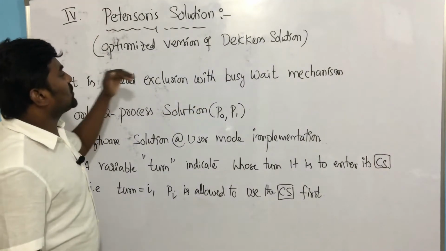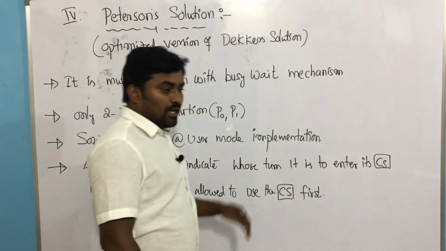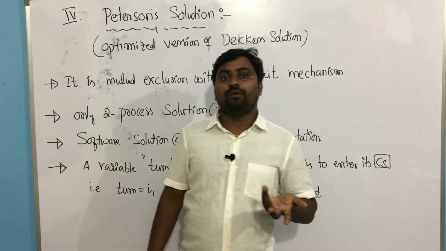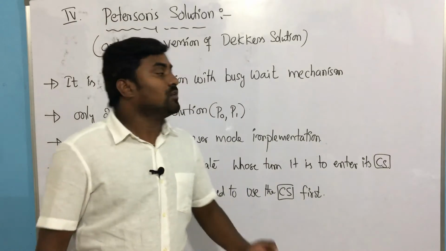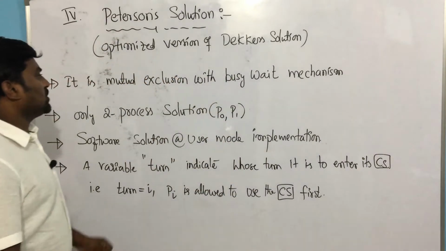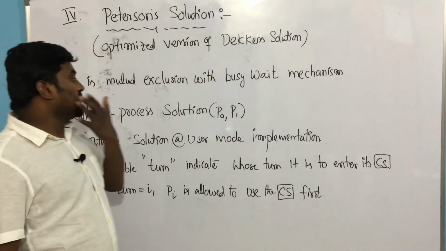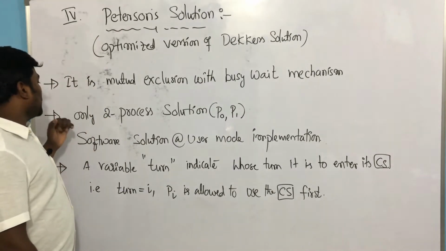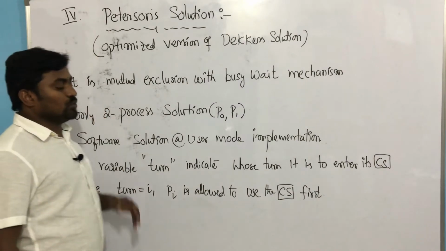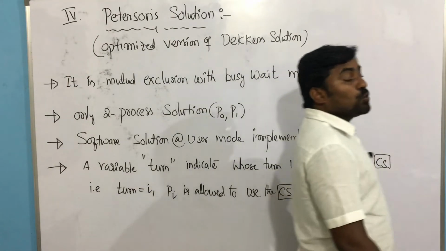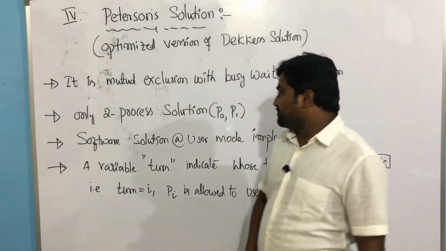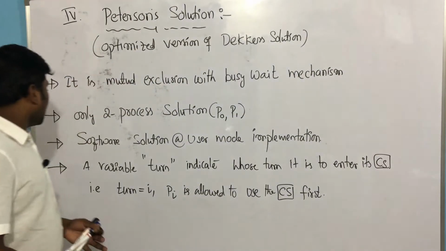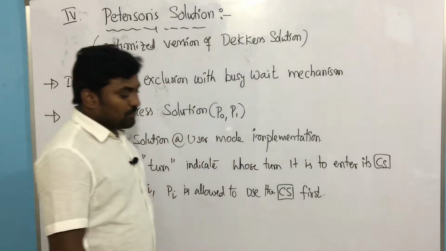It is also a mutual exclusion solution with a busy waiting mechanism, the same as strict alternation and lock variable. It is a similar kind of algorithm under the busy waiting mechanism, so it wastes CPU time also. That is a limitation of Peterson's solution. And like strict alternation, it is only a two-process solution. It allows only two processes at a time to use the critical section. The next point: it is a software solution with user mode implementation.